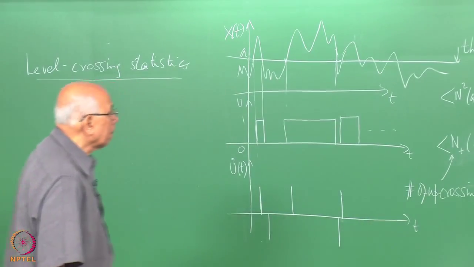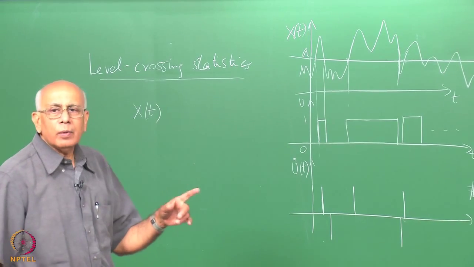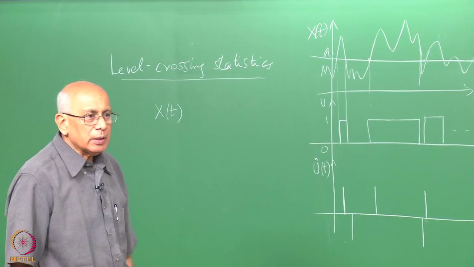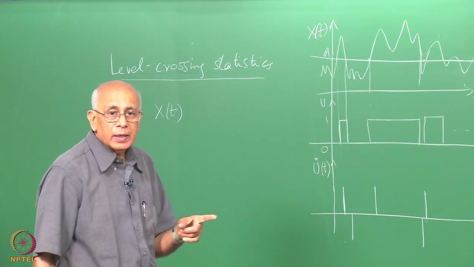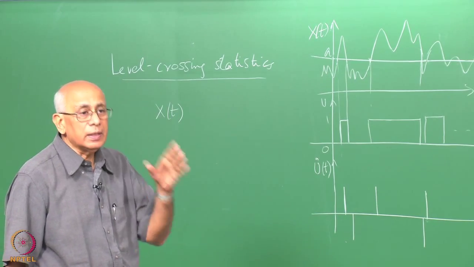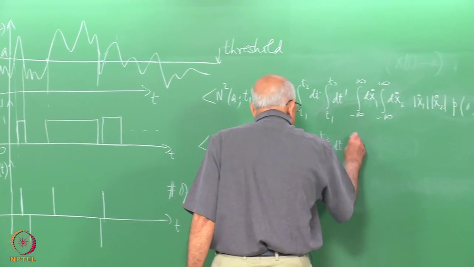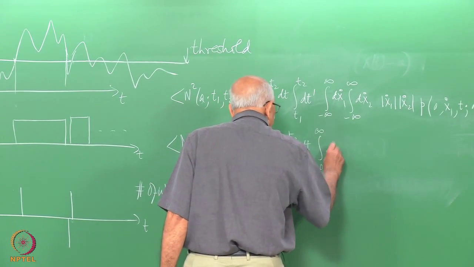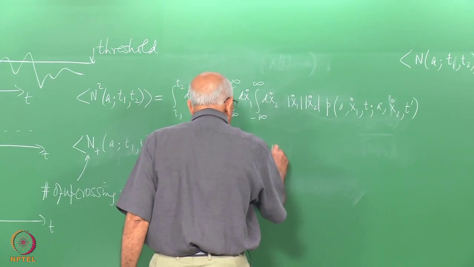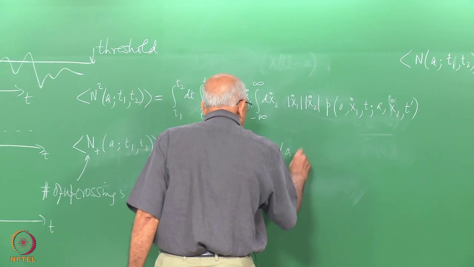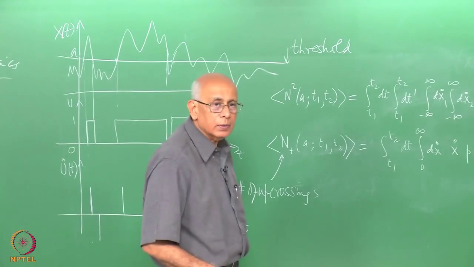Yeah. The integral over x is trivial, that's gone, you just replace it by a. Pardon me? Yeah, I must integrate dx dot from 0 to infinity, because it's going up, that means x is increasing. So the integral runs dt, integral 0 to infinity dx dot, and then there's no need for the modulus, it's x dot p of a, x dot, t, that's up crossings.